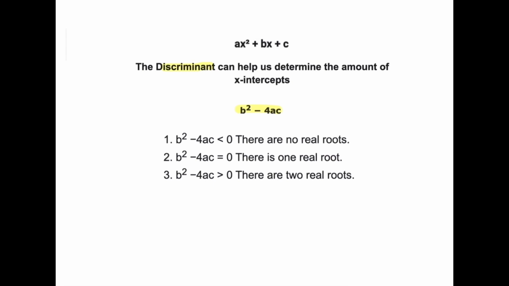If b squared minus 4ac is less than 0, meaning it's negative, then there are no real roots, and there's no x-intercept. If b squared minus 4ac equals 0, then you have one real root, meaning that the parabola touches the x-axis. And then if b squared minus 4ac is greater than 0, there are two real roots. That's like the two examples we did together.